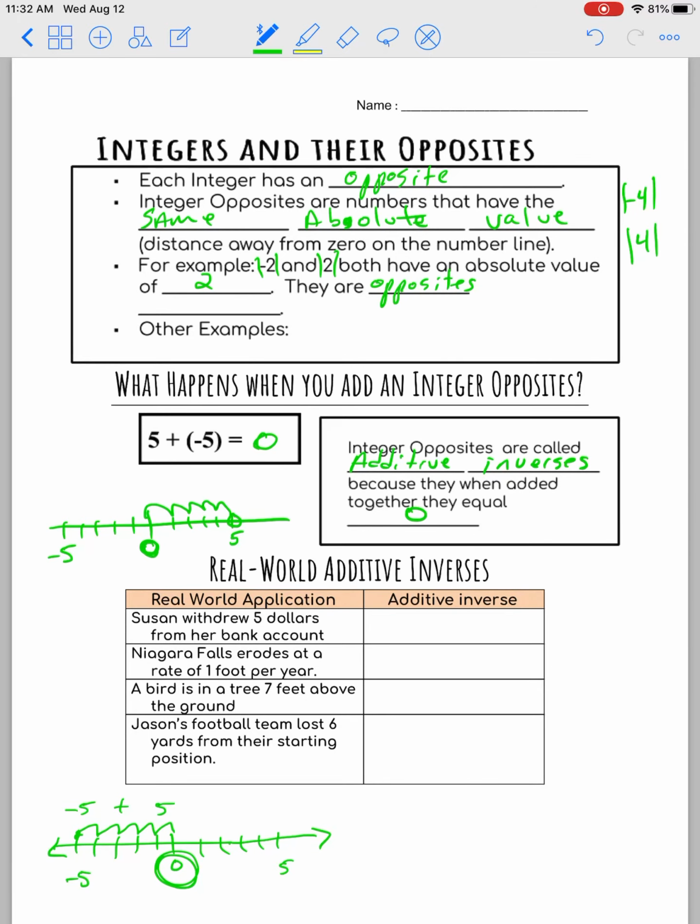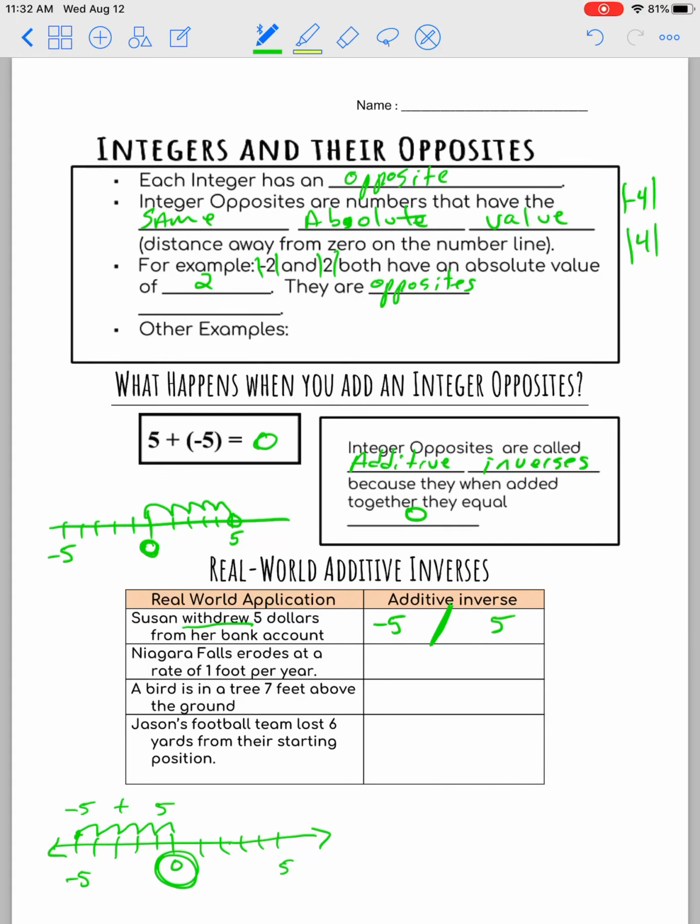Real world additive inverses. Susan withdrew $5 from her bank account. What does withdrew from the bank account mean? What's the additive inverse? It is negative 5, right? That means she withdrew, so it's negative 5. What's the additive inverse of negative 5? It'd be 5, right?